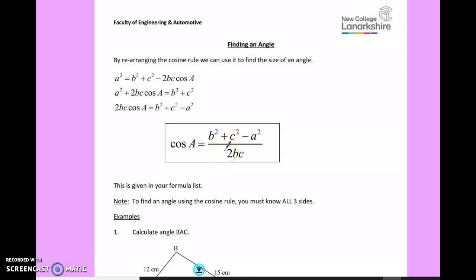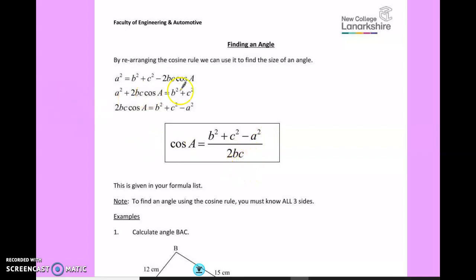We're going to have a look at using the cosine rule to find an angle rather than a side. Now, it is the same rule, but it is given in a rearranged form when you're calculating the size of the angle. If we start with the original one here, all we're doing is rearranging it to make cos A the subject of the formula, and we end up with this formula here. It's given in this form in your formula list, and it is cos A is equal to b squared plus c squared minus a squared all over 2bc.